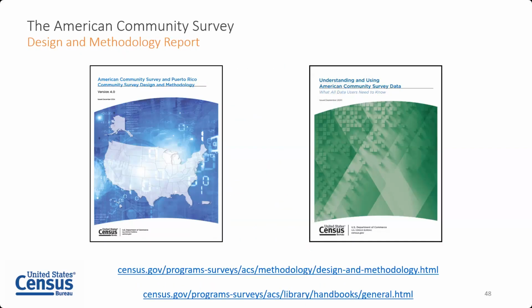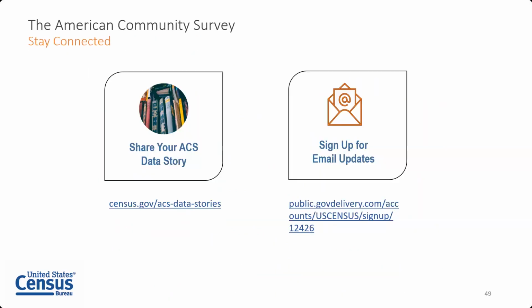So for more technical information on the ACS and how the MOEs are created, you can look at the design and methodology report. Information concerning variance estimation can be found in Chapter 12. We also have a general handbook for data users. Error, statistical significance, and calculating measures of error for derived estimates are found in Chapters 7 and 8, which also show approximation formulas and examples.